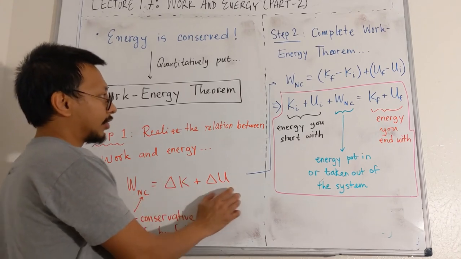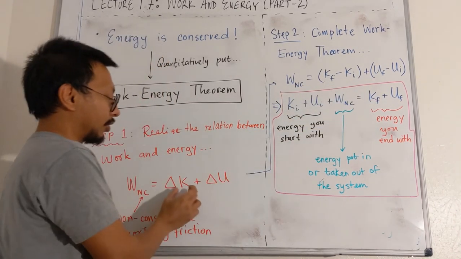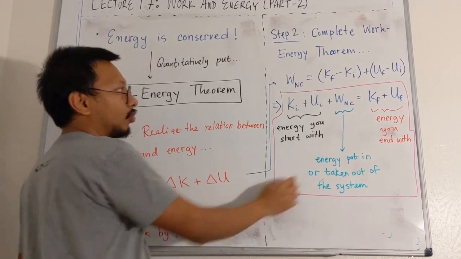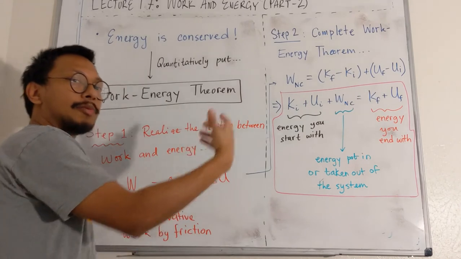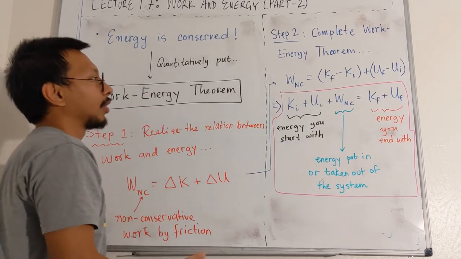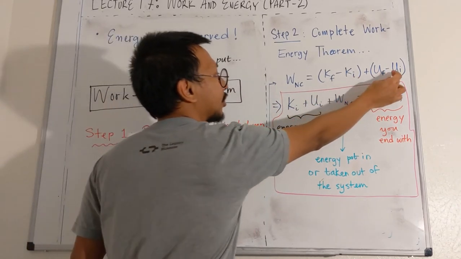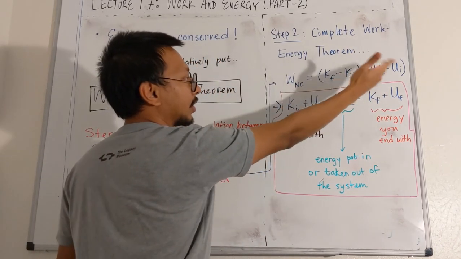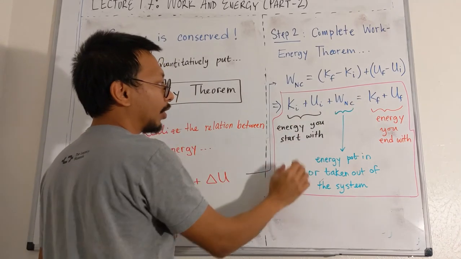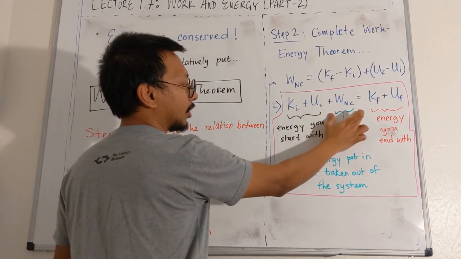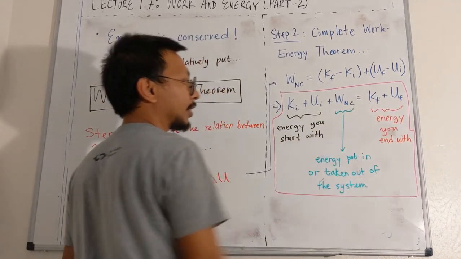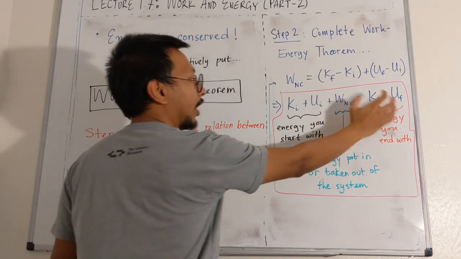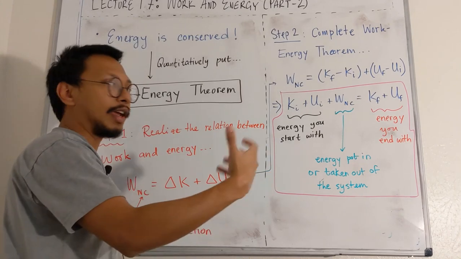Now we can take these changes out and expand them out. So delta K means Kf minus Ki. Delta U means Uf minus Ui, the change between a final point and an initial point. We want to take all these initials, Ki's and Ui's, to one side of the equation. So we add those Ki's and Ui's to both sides, and we end up with Ki plus Ui plus W_NC is equal to Kf plus Uf. Ki plus Ui is the energy I start with. Kf plus Uf is the energy I end with.